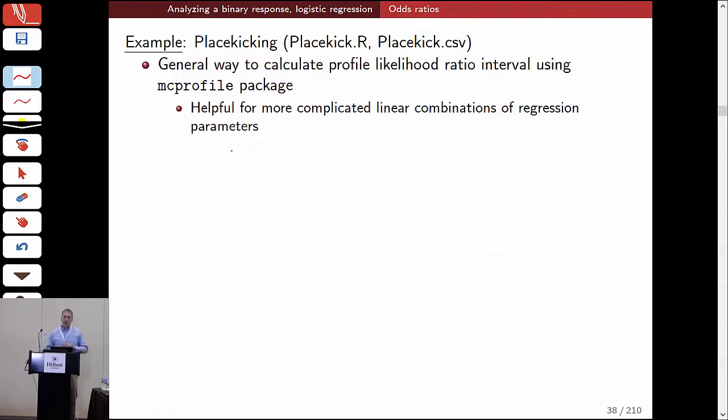Okay, here's a more general way to do the same calculation. It's more complicated than what would normally be needed for this particular problem, but this is going to help out later when we do have more complicated models, and this will be the only way that we can do some of the calculations. So there's a nice package in R called mcprofile.